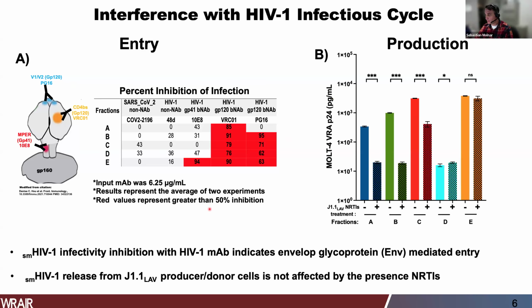Additionally, we interfered with the virus production by treating the infected cells with a combination of NRTIs. We observed that when the producer cells were treated with NRTIs, the infectivity of the virus in fractions A through D was greatly reduced, but the infectivity of the virus in fraction E stayed the same, indicating that perhaps this virus has other properties as well in the respective fraction.